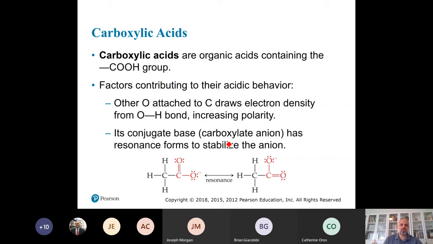If you think about this, it looks exactly like our other oxyanions, right? We have our oxyanions where we're going to have some group. I'm just going to draw it here.